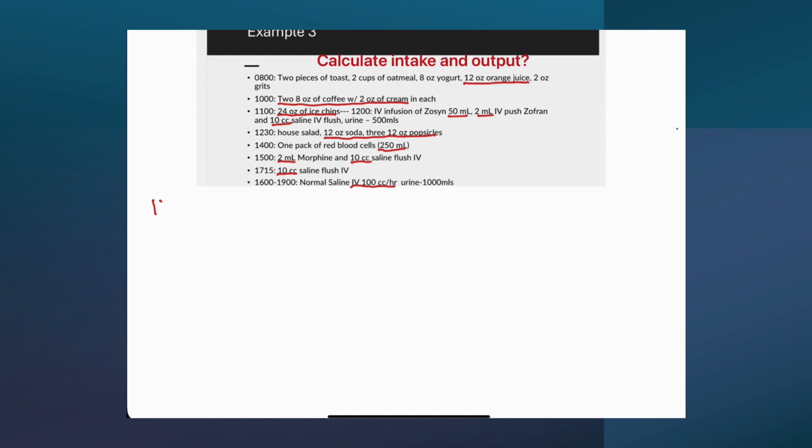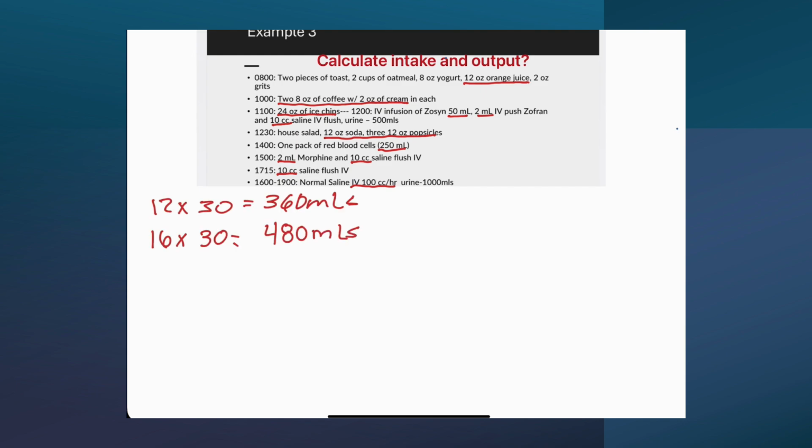So next we have 2 8 ounces of coffee with 2 ounces of cream in each. Now you want to make sure that this one doesn't trip you up, because there are 2 cups of coffee, and you also are going to put 2 ounces of creamer in each. So we're going to do the coffee first. 2 8 ounces, that's going to give us 16 ounces. So 16 ounces times 30, and we're going to get 480 mLs.